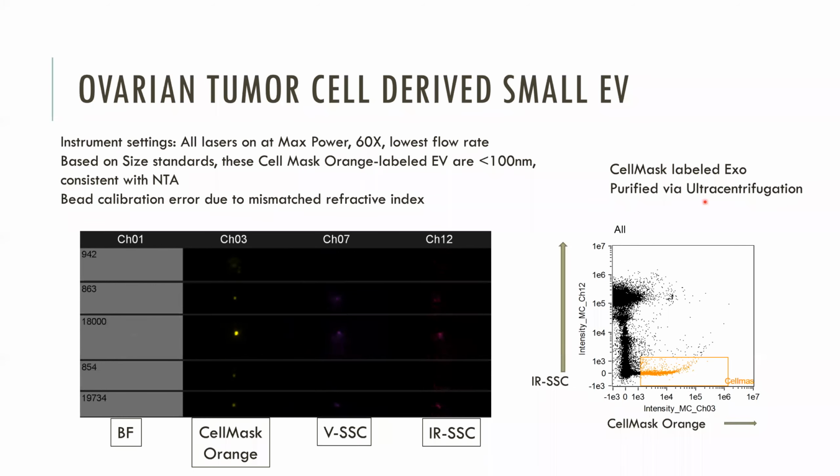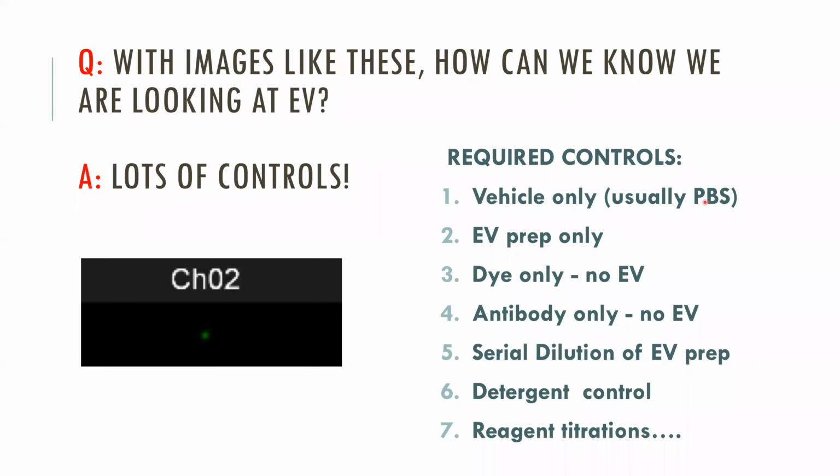I'm not an expert on that, but I would say that the prep is very much critical for getting good results from this kind of analysis. So when your images look as great as this one that I've blown up for you, how are you going to know that you're looking at EVs?